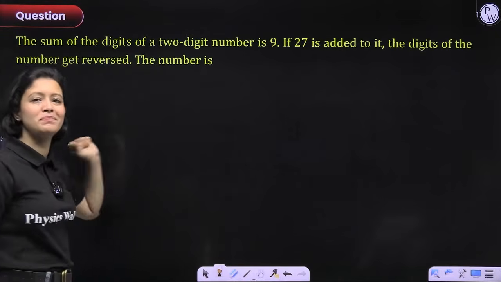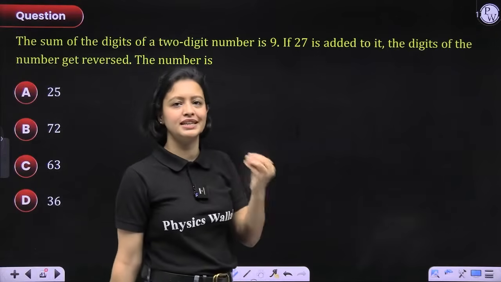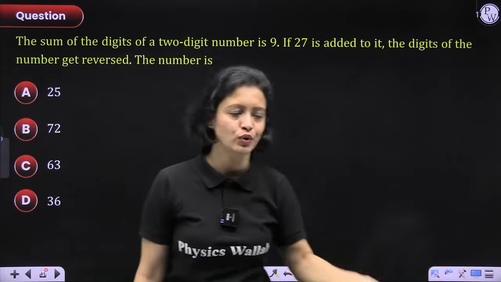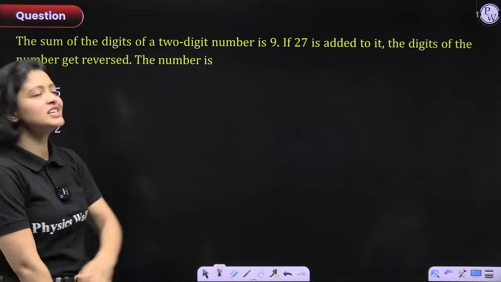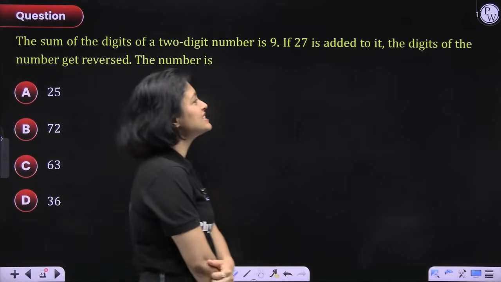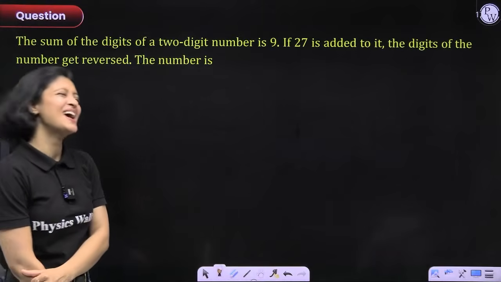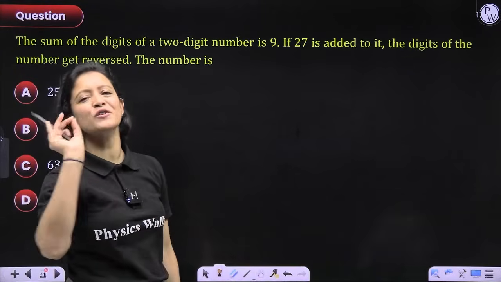Let's discuss this problem here, everyone. It is a question based on numbers where we have to form numbers. Interesting, and again something that is common in your board exam, so you should know this. The sum of the digits of a 2-digit number is 9. If 27 is added to it, the digits of the number get reversed. The number is? So first of all, how do you form a 2-digit number?